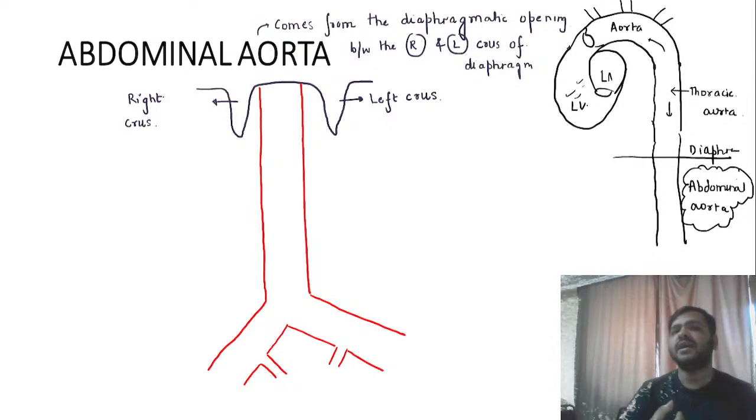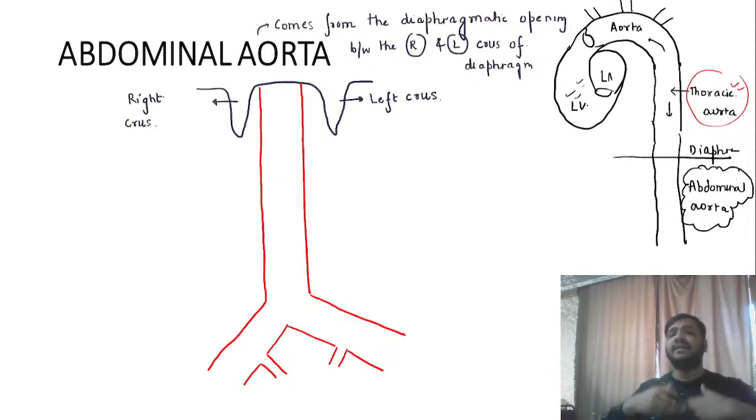Now, this is the abdominal aorta, which is actually a continuation of the thoracic aorta. It continues as the abdominal aorta in the abdomen, just below the diaphragm, and above the diaphragm it is the thoracic aorta. It is coming from the arch of aorta from the left ventricle. Now, this abdominal aorta has three anterior branches.